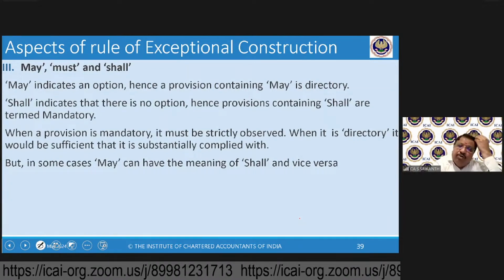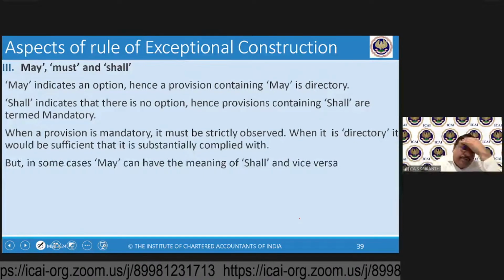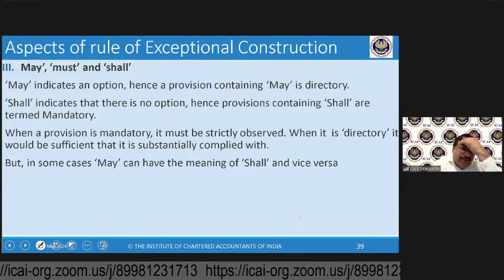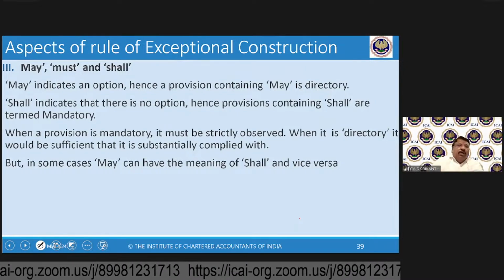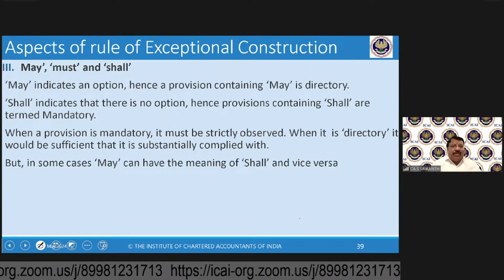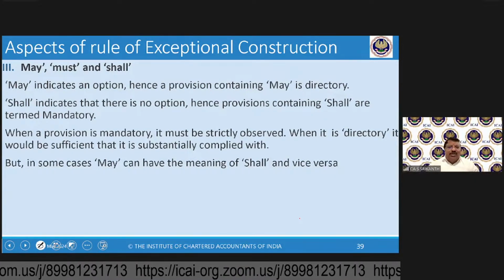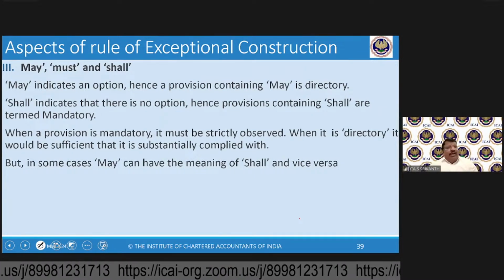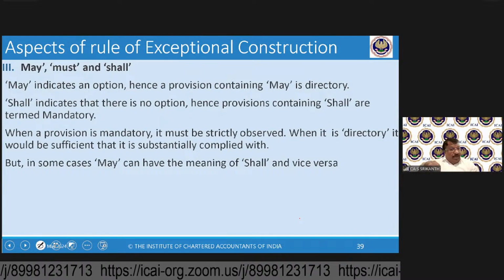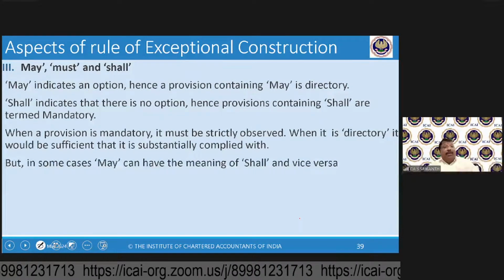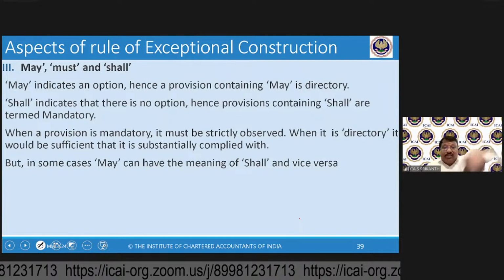Sometimes what happens is you make a mandatory provision, for example, "the company shall change its name by passing an ordinary resolution." It's a classic example where, though the word shall is used, it will become may only. That is why they have changed it. They said, in case the members do not pass it, then the central government itself can change the name.